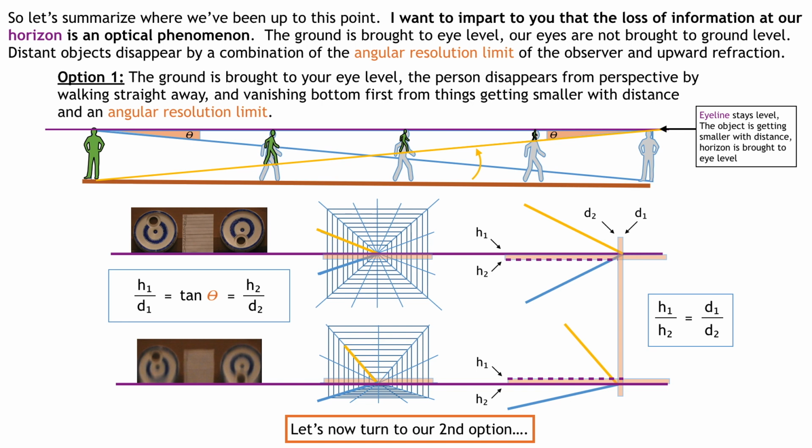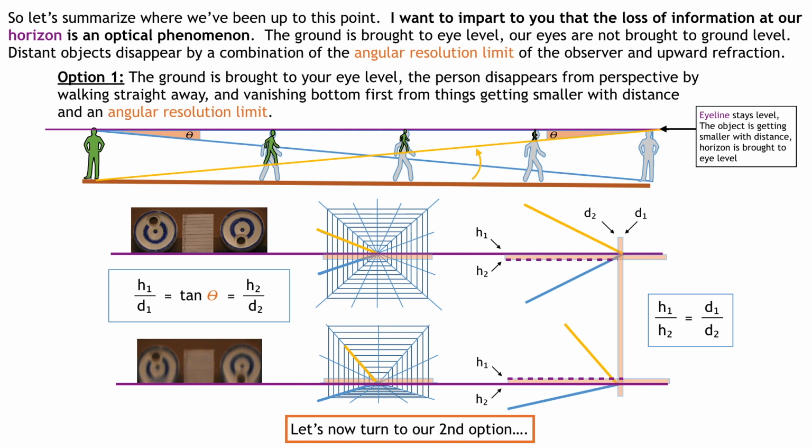So option 1, the ground is brought to your eye level. The person disappears from perspective, getting smaller with distance by walking straight away, vanishing bottom first, from that preferential compression of the lower visual field as you are pressing those visual angles against a tangible object, in this case let's say a floor. When we do that, which is in the bottom example there of our 1-point perspective, you see that those lower transversal lines get more compressed and the upper transversal lines get more expanded.